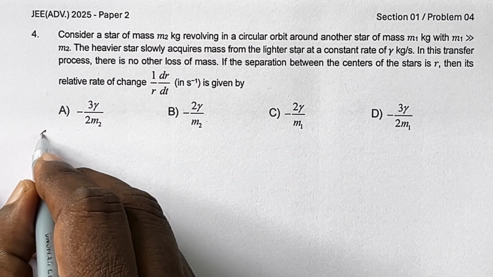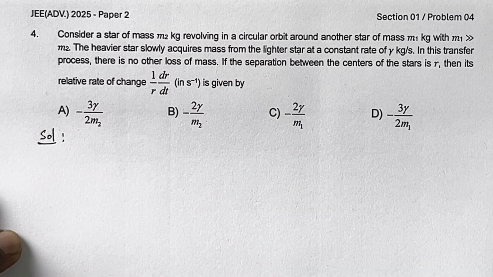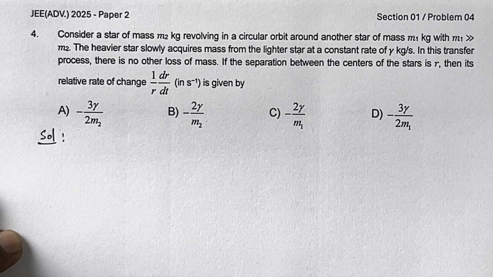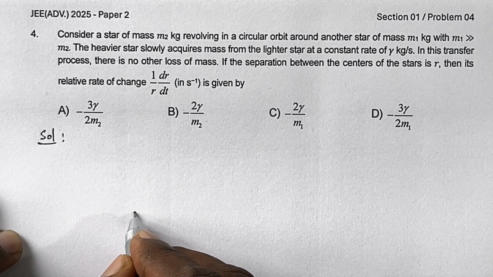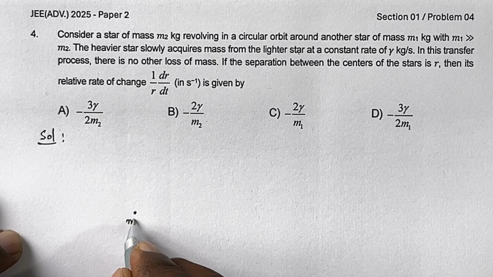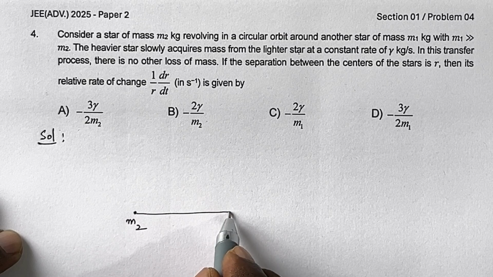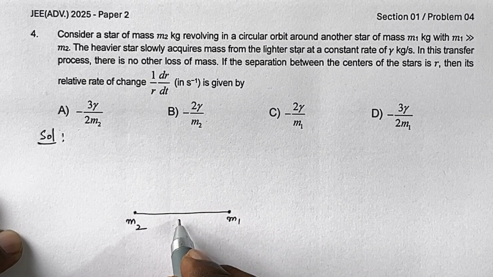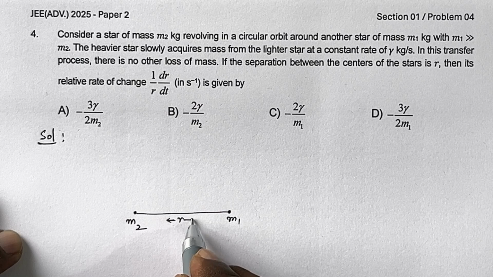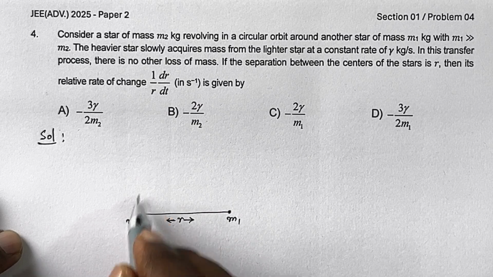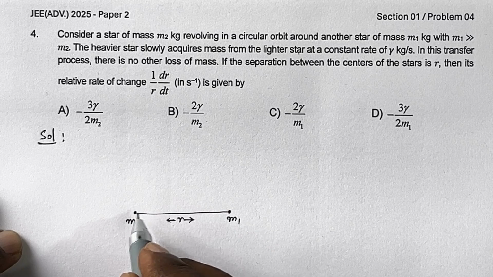So this problem is related to black hole dynamics. Slowly the black hole will attract all the particles of any celestial body moving around it, and finally it will collapse into the black hole. Same thing they are talking about here. Let us take, this is what they have given: m2 star is there at some distance, m1 star is there, the distance between them is r. So m2 is making rounds around m1.